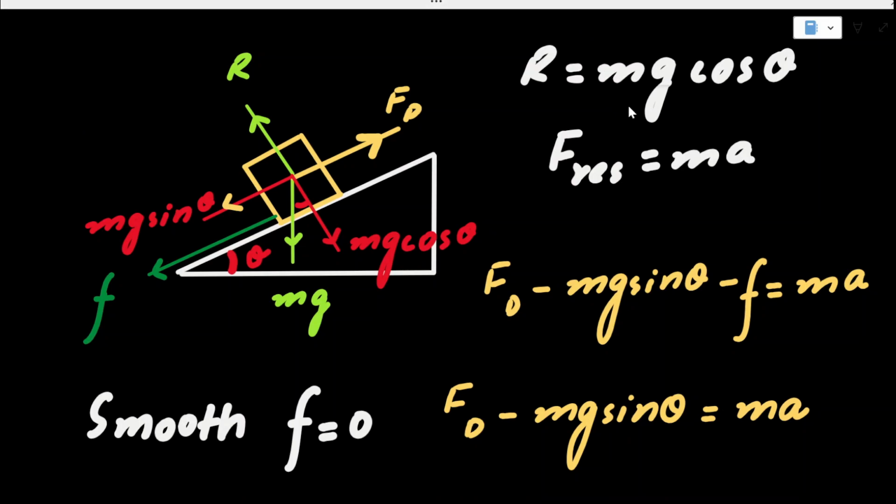So if you ask me which is the component which is responsible for the block sliding down the slope, the answer would be mg sin theta, provided theta is the angle of inclination.